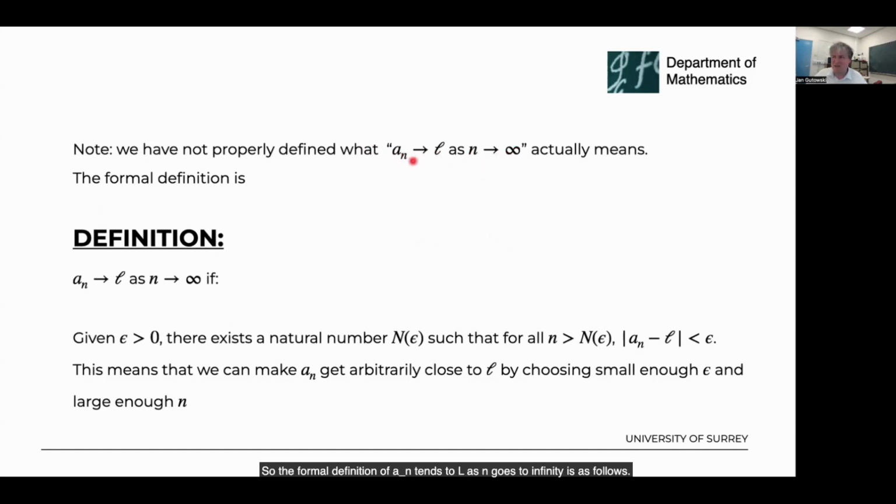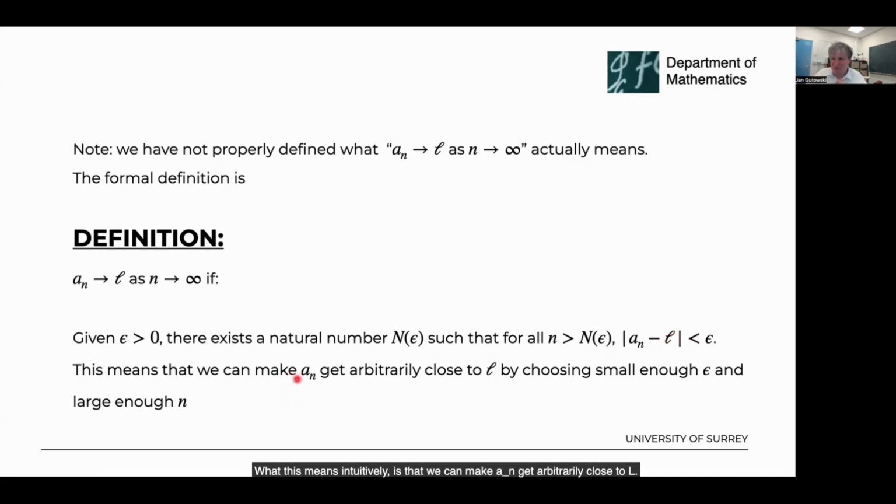So the formal definition of a_n tends to L as n goes to infinity is as follows. Given epsilon greater than 0, there exists a natural number capital N, which usually will depend on the choice of epsilon. So I write N as a function of epsilon, such that for all little n greater than big N, mod a_n minus L is less than epsilon. That's the formal definition of what convergence is, and I'm just giving it for completeness. We're not really going to use this, but for completeness, I'm presenting it.